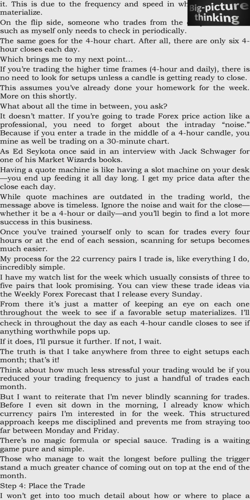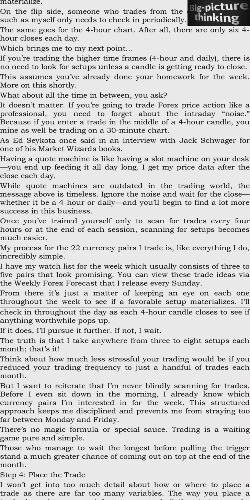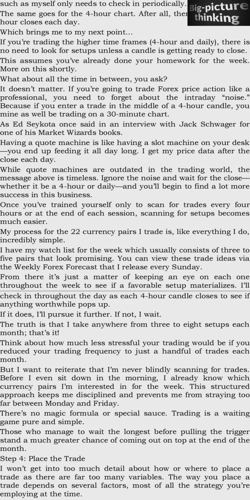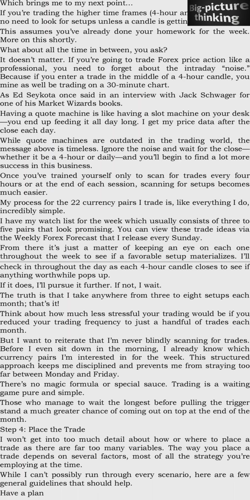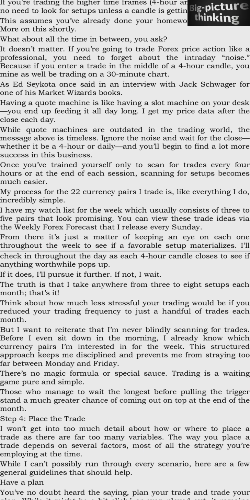Once you've trained yourself only to scan for trades every 4 hours or at the end of each session, scanning for setups becomes much easier. My process for the 22 currency pairs I trade is, like everything I do, incredibly simple. I have my watch list for the week which usually consists of 3 to 5 pairs that look promising. You can view these trade ideas via the weekly Forex forecast that I release every Sunday.